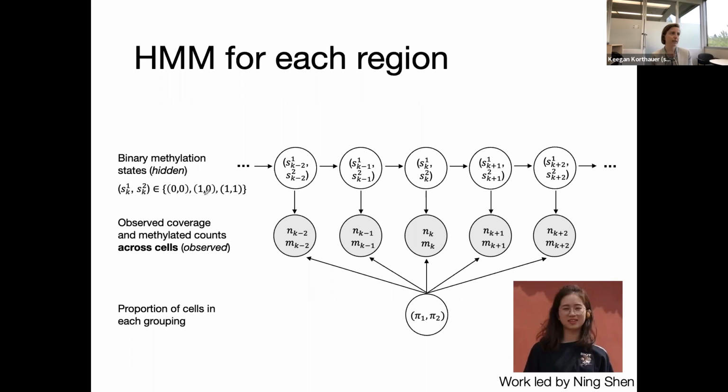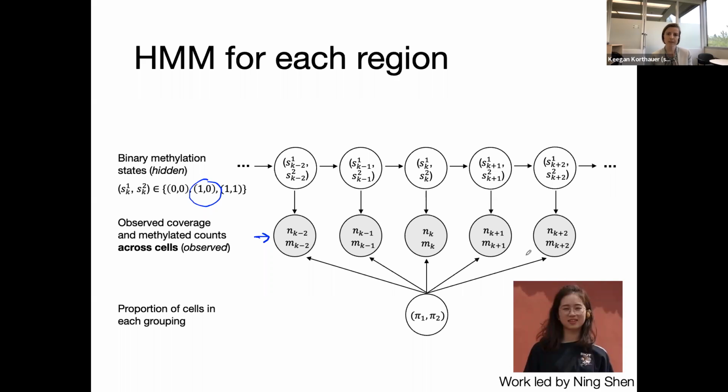And so a VMR is just a consecutive grouping of sites that have the state where one grouping is methylated and one is not. And to take into account the correlation that we know is present in this type of data, the transition probabilities from one state to the next are estimated from available data. And importantly, what we have as the observed data is actually aggregated over all of the cells. So aggregating the counts over the cells is what helps us to alleviate the sparsity and the fact that we have these random subsets of measurements that we see in each cell, and allows us to pool information across the cells.